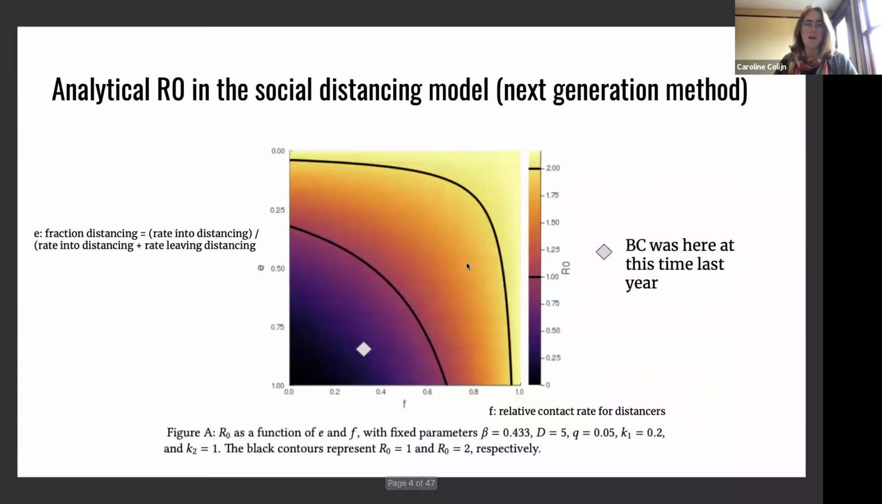Okay. Maddie Hirlanoff, a student in my group, did some nice analysis in SAGE. He went and learned the next generation method and figured out the analytical R naught. And I put this here because I know that this is the kind of plot mathematical modelers typically would make. You'd make a kind of bifurcation plot, and then for contextualizing, you would make a point on the picture. And this is the point we got for BC last time, around this time last year.